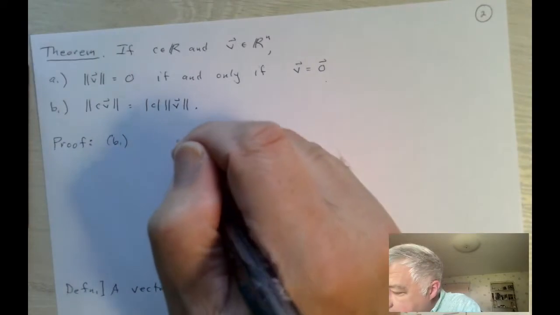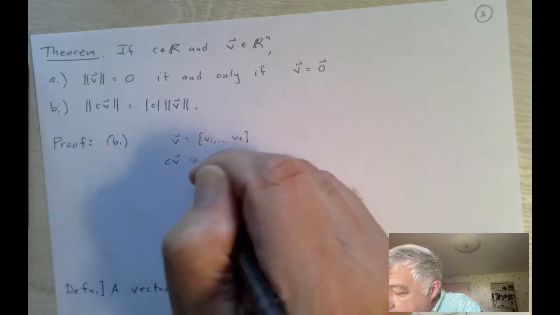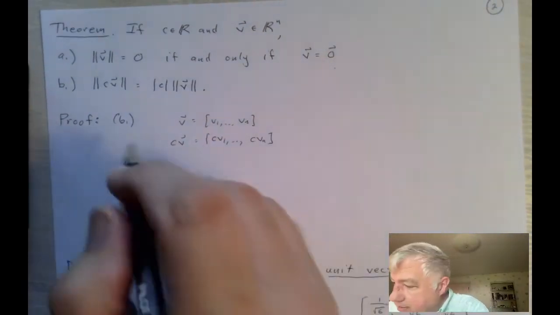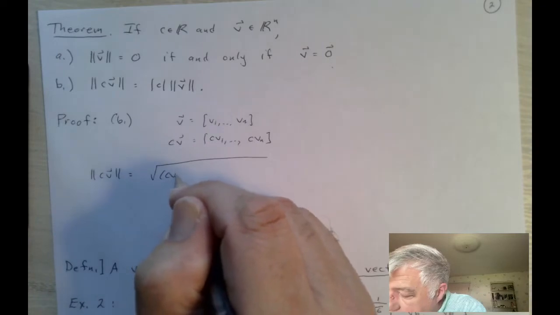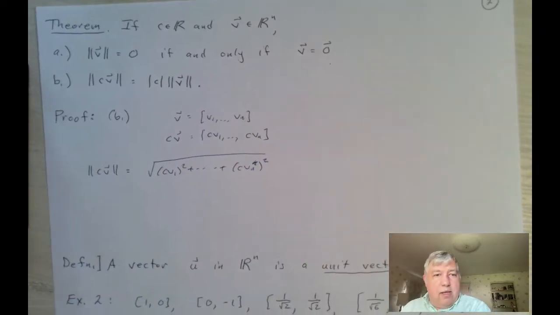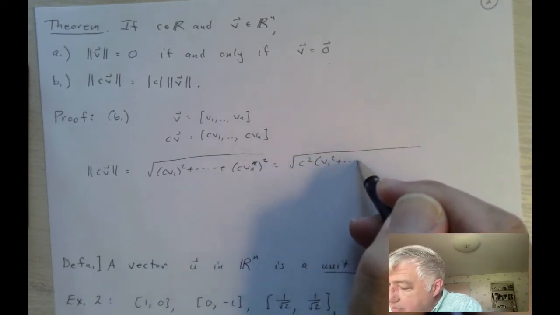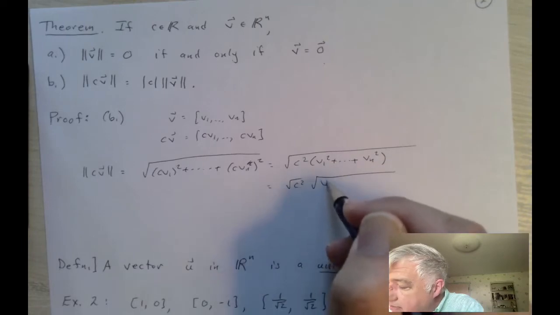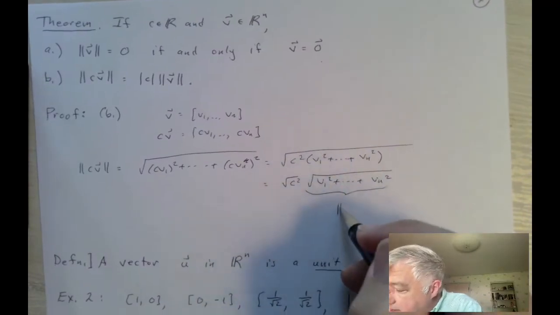Just to remind you, if V consists of the vector V1 through Vn, then CV is CV1 through CVn. And so the length of CV is the square root of CV1 squared plus ... plus CVn squared. And then we can factor out the C squared, right? This will be C squared times V1 squared plus dot dot dot plus Vn squared. And this will be the square root of C squared times the square root of V1 squared plus ... plus Vn squared. And this is going to be the length of V.